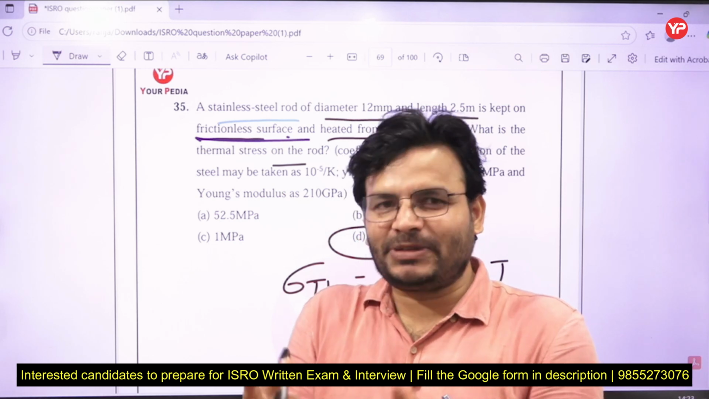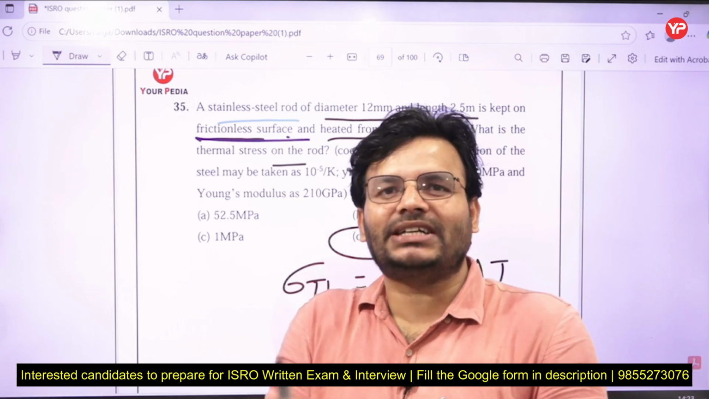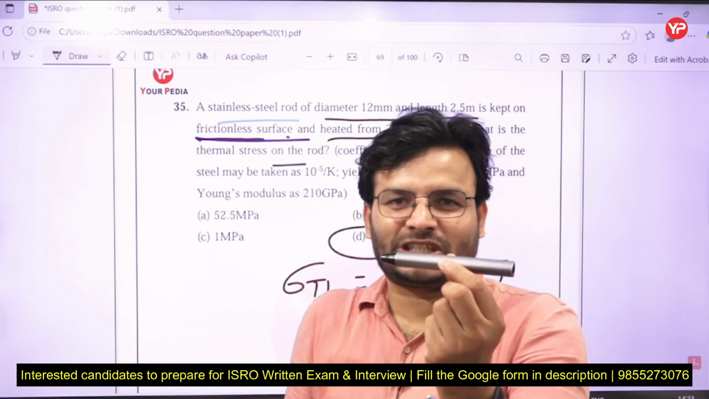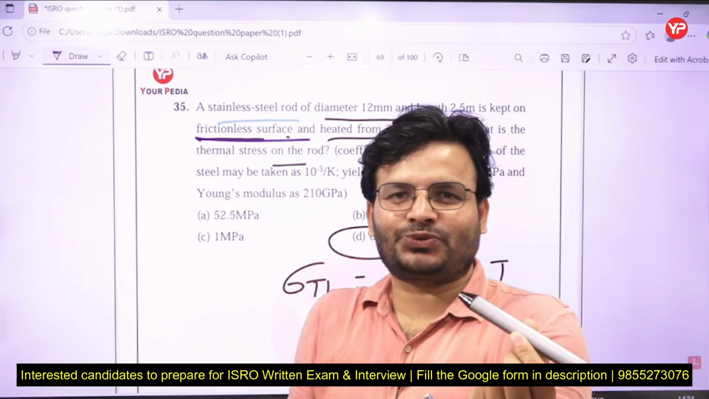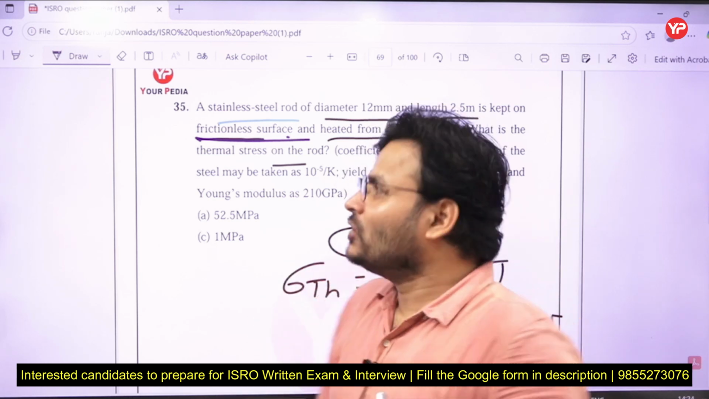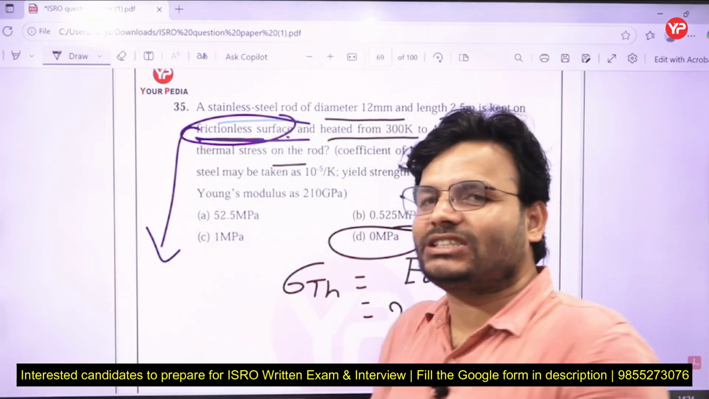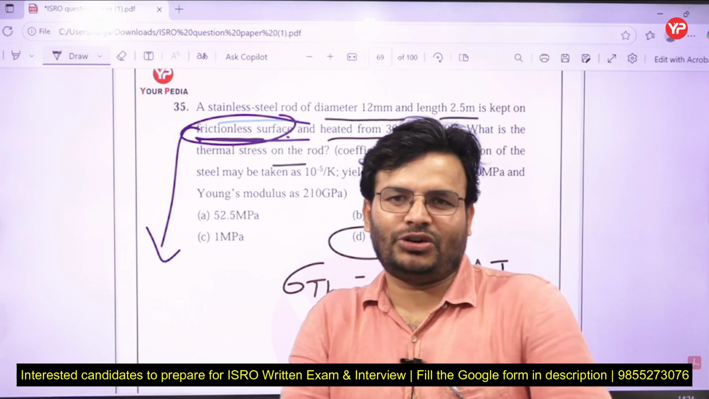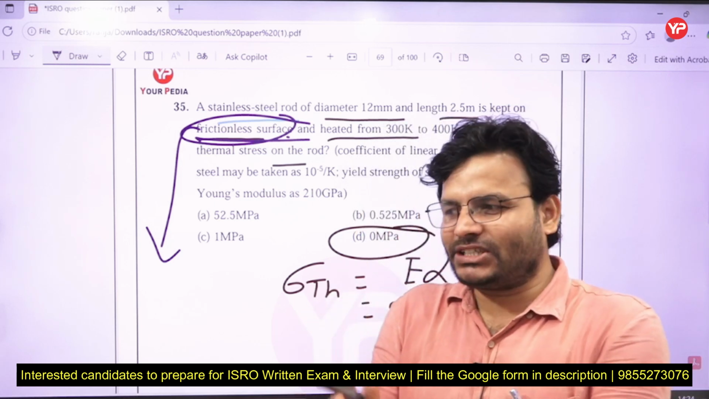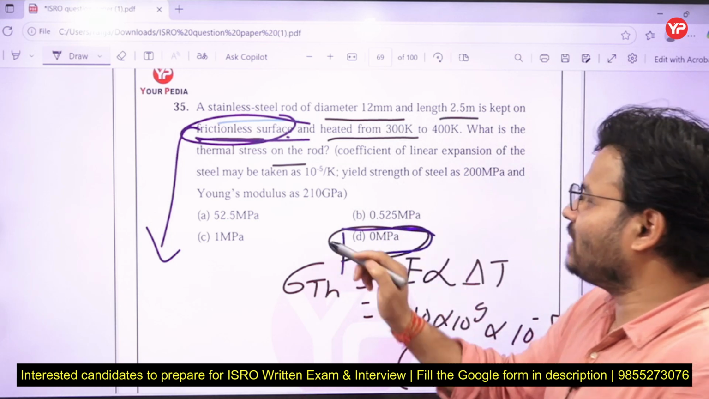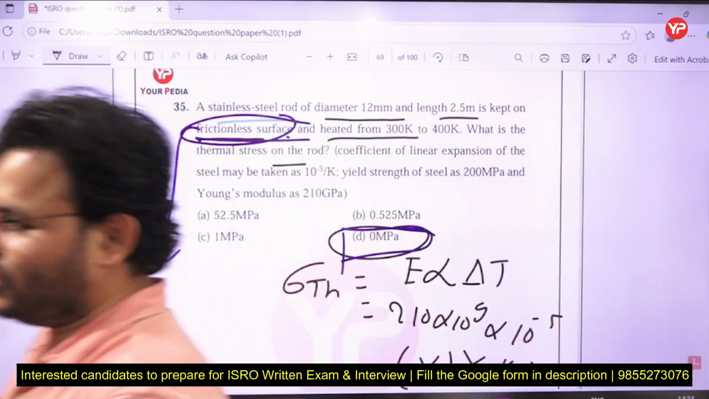No. Stress basically comes because of internal resistance force. So if you are going to heat them, no internal resistance force develops. If no resistance force develops, no stress will develop. So this frictionless surface gives the indication that this is something regarding free expansion, thermal stress with free expansion. So the value is coming out to be 0, my dear friends. That was the keyword in that question.